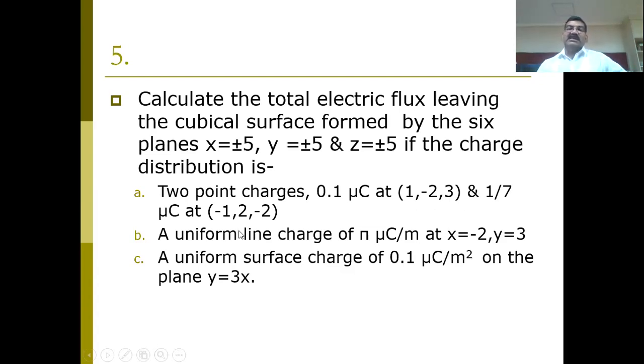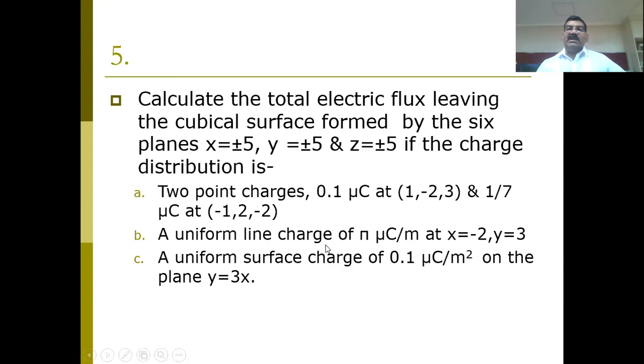Then 1/7 microcoulomb at -1, 2, -2. Again, all the magnitudes are less than 5. So again, it is inside. So you have to consider this plus this. These are the point charges.